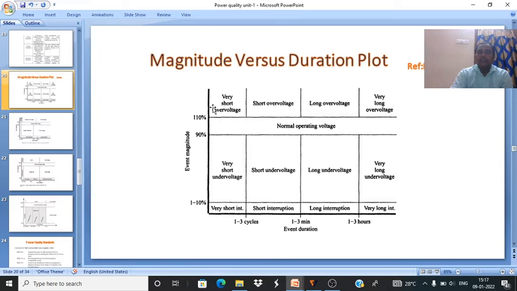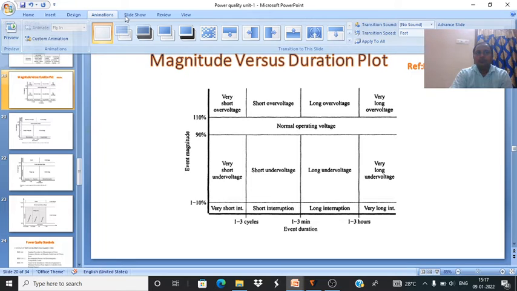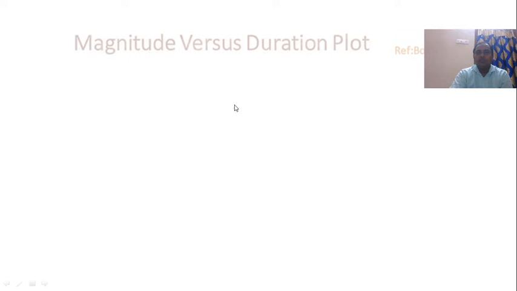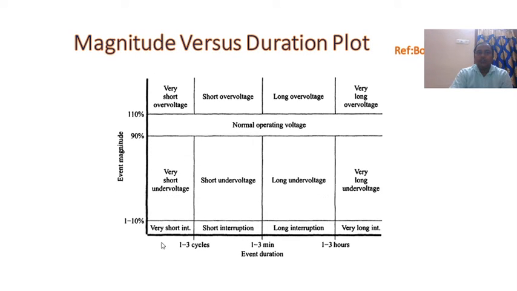So the next important topic is the magnitude versus duration plot. In the magnitude versus duration plot, very short voltage reductions are called under voltage, and voltage increases are called over voltage. We will discuss them one by one.